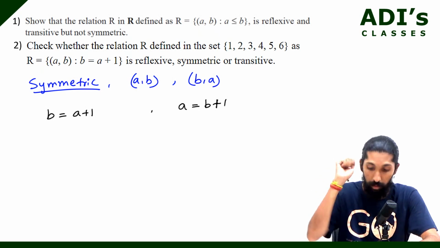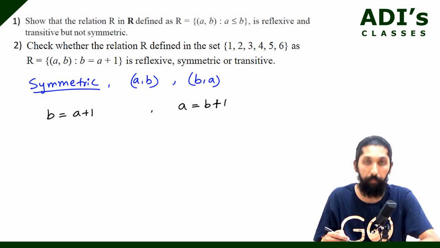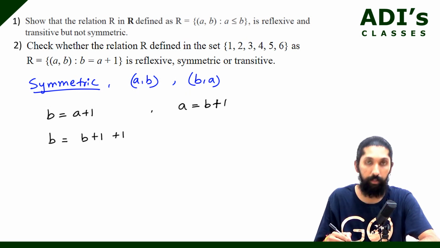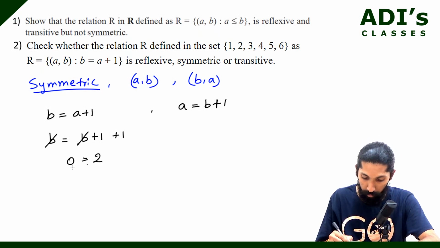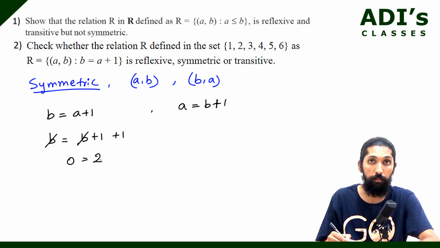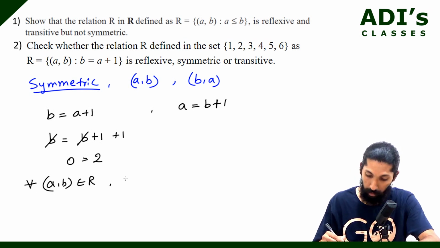Understood? So in this case, b is equal to a plus 1. Here a is equal to b plus 1, correct? If you substitute, b is equal to b plus 1 plus 1, correct? b and b cancel. So I'm getting 0 is equal to 2. Guys, obviously not possible, isn't it? So since this is not possible, that means for all (a, b) belonging to R, (b, a) does not belong to R.